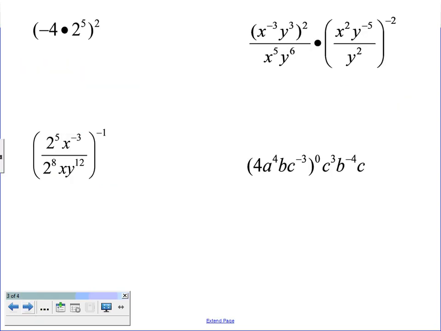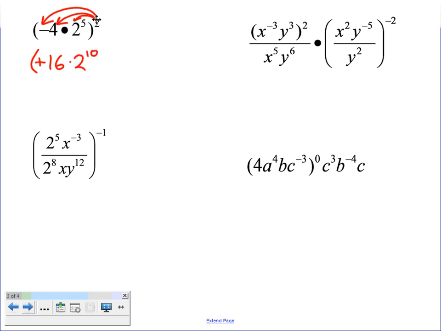So all these are examples combining many of those different elements together. So here when I see this one, what I'm going to do is I'm going to distribute the 2 to the negative sign, to the 4, and to the base of 2. So a negative squared is really a positive. And then we have 4 squared, which is 16. Then we have 2 to the 5th times, or raised to the power of 2. So that's really 2 to the 10th.